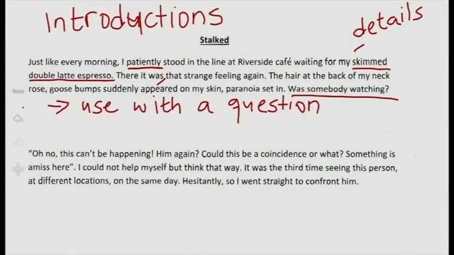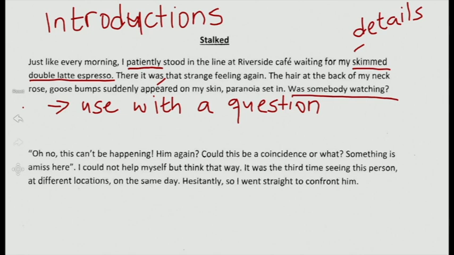I patiently stood. Not just I was standing there in the line, but I patiently stood in the line. The word patiently there, which is an adverb, gives us what? More information. It tells us a lot that you patiently stood. It means that, okay, fine, there were a lot of people there in the line, or in the queue. I stood in the line at Riverside Cafe, waiting for my skimmed double latte espresso.